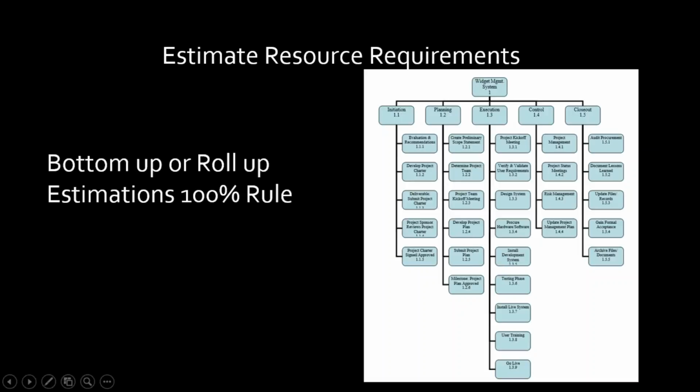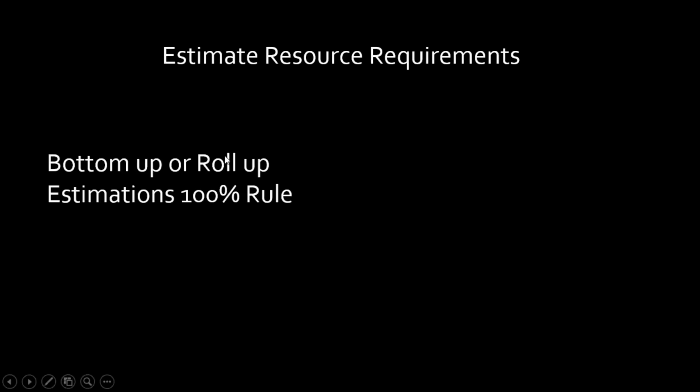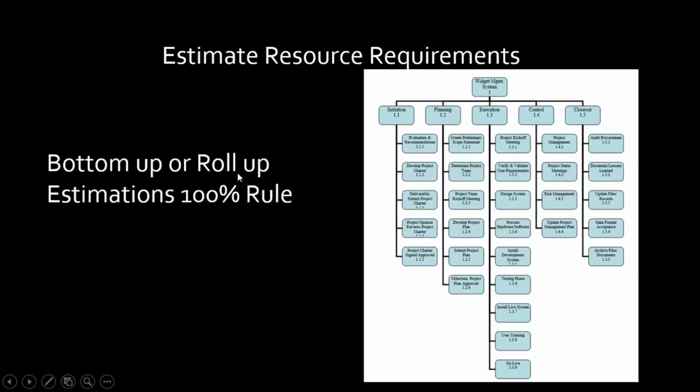So let's say for each one of those 9 tasks, I identified all the resources that I need, and I can quantify them. I now start to roll up here, here, here, here, all the way up. It's the 100% rule, and all of my estimates roll all the way up. Let me go back to that one more time. I've taken all those estimates now.